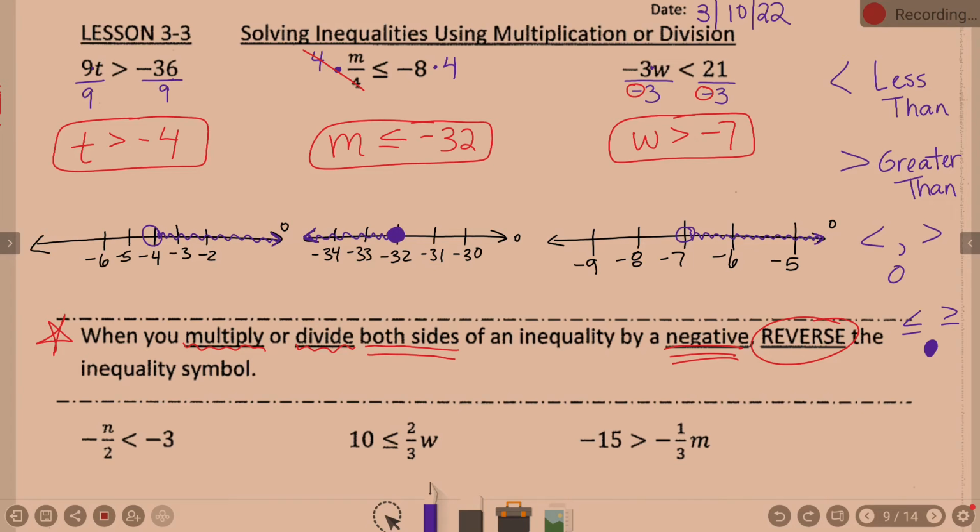Open circle because it is not equal to, right?